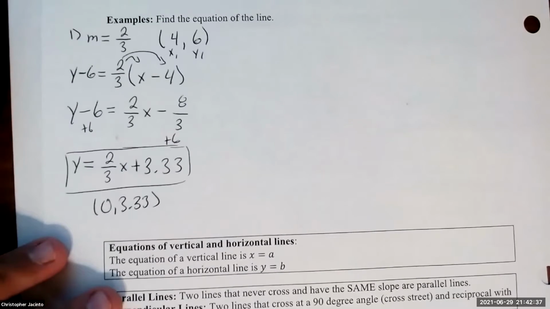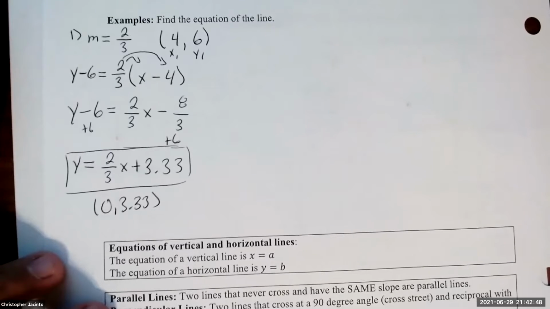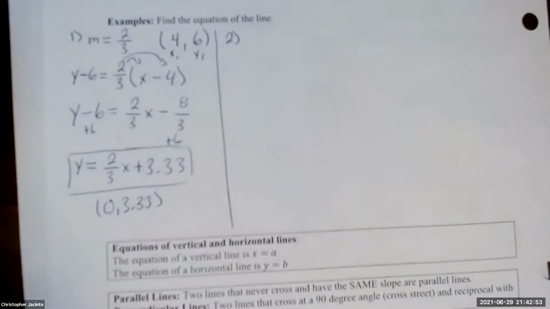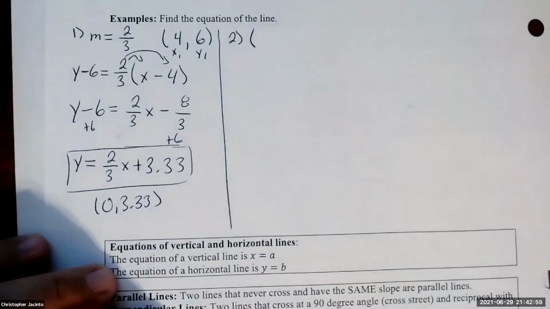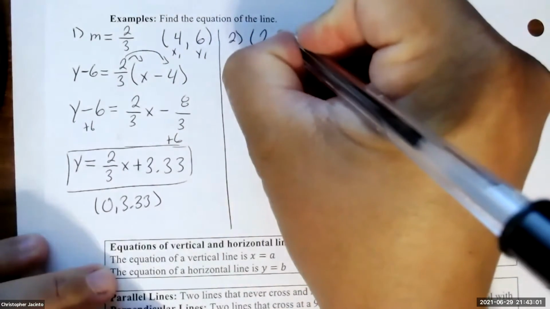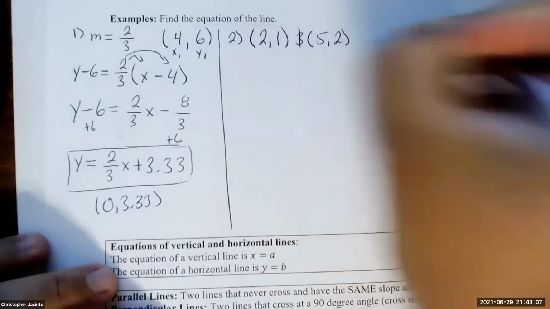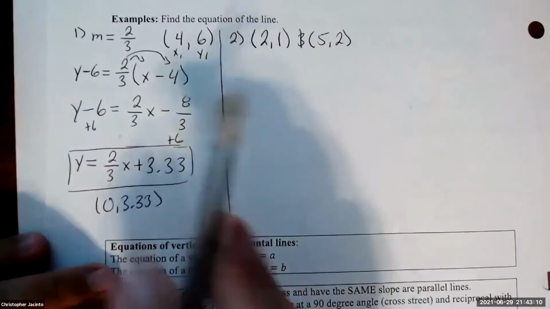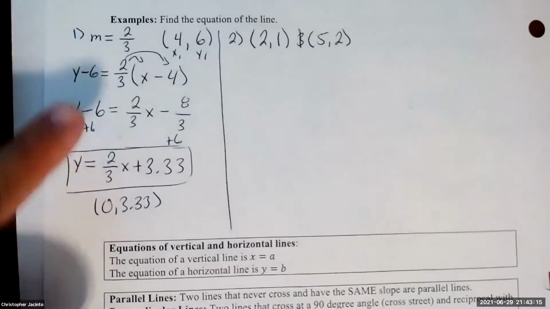Questions on our first example at all? Good, good. Okay. All right. Now let's suppose we had this. Same thing, we want to find the equation of the line, now just given 2 points. So a little different scenario than we have here.